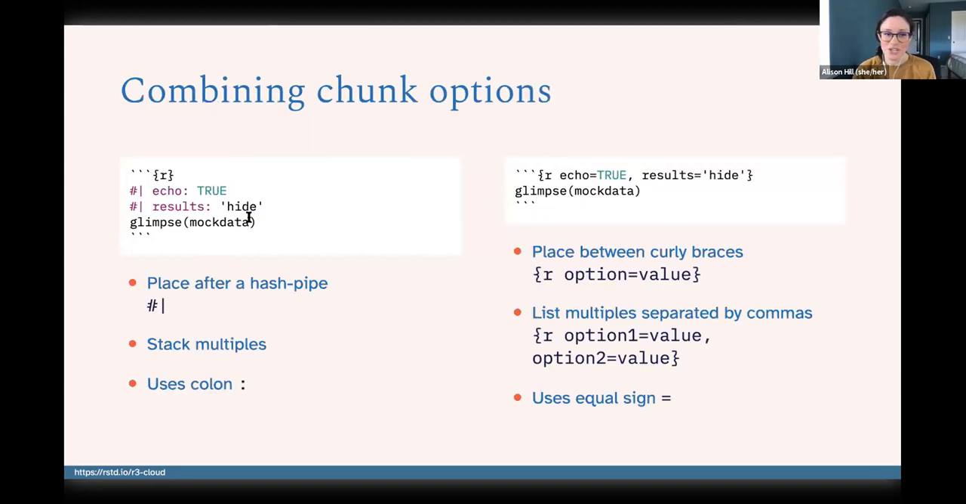So again, to combine chunk options, you can either stack them if you want to use the hash and pipe method. So place after a hash and pipe, stack multiples, and use a colon between them. Another option is to place between the curly braces and separate them by commas using a list. And in that case, you're always going to use an equal sign instead of a colon. Either way, you can stack multiple chunk options so that you can create a very customized kind of report for a certain kind of audience based on what you show them and what you hide from them.